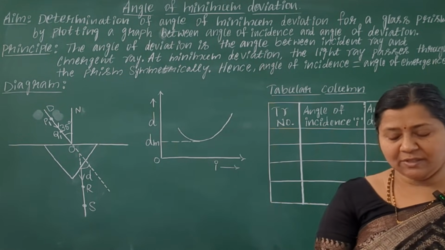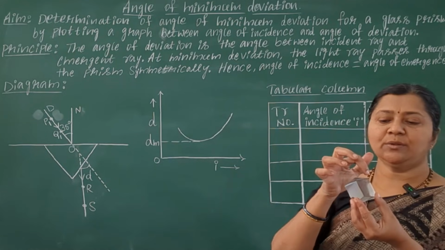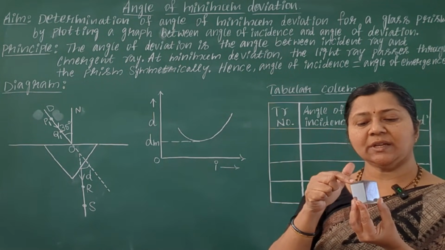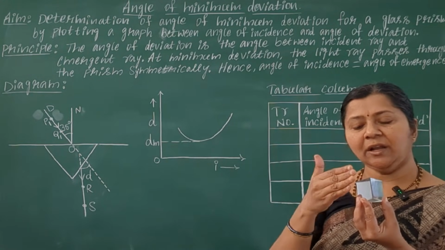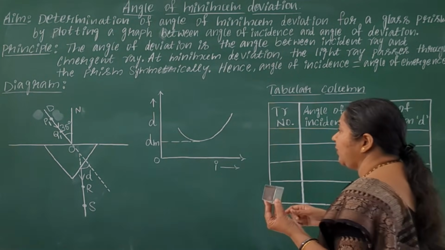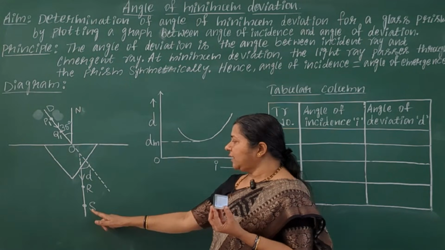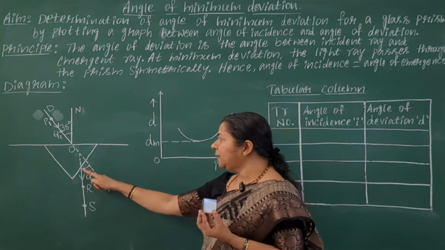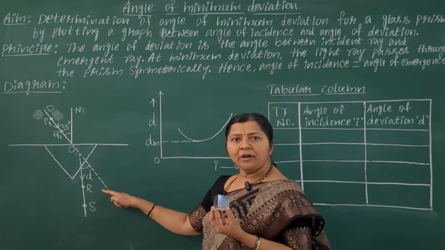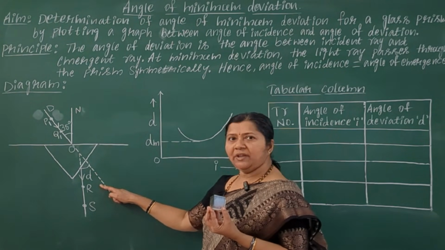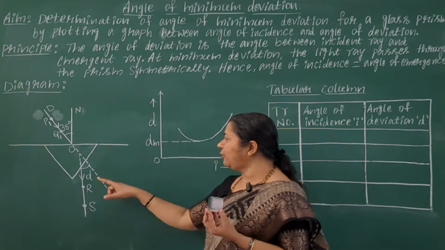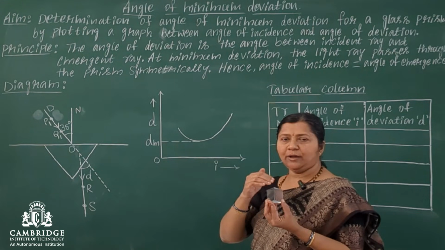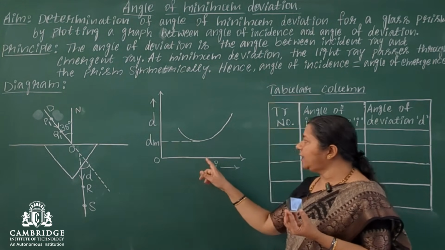What is the principle of this experiment? Whenever light passes through a prism, at one surface it undergoes refraction. Again it passes through the second surface, undergoes another refraction, and finally emerges out. When it emerges out, there is a deviation between the incident direction and the emergent direction. This angle is called the angle of deviation.